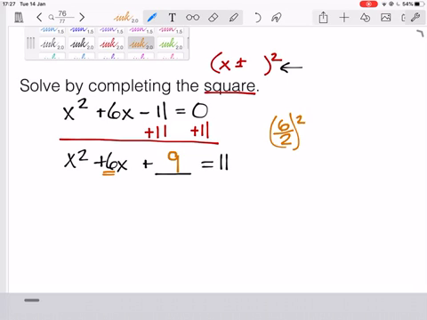Also, whenever I add something to one side, I've created an imbalance in the equation. So we're a bit heavier on the left side than we were to begin with. I want to make sure that I balance out this equation by also adding that 9 to the other side. So bilancia, one of my students taught me, it's Italian for balance.